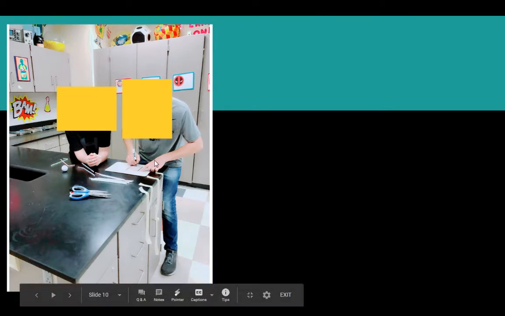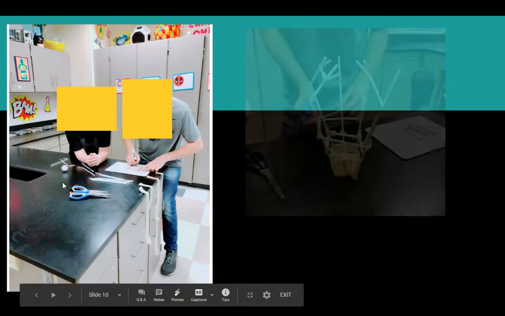The other one was the golf ball drop. You can see we do have planning. One student is actively engaged. The other is just watching them do it.